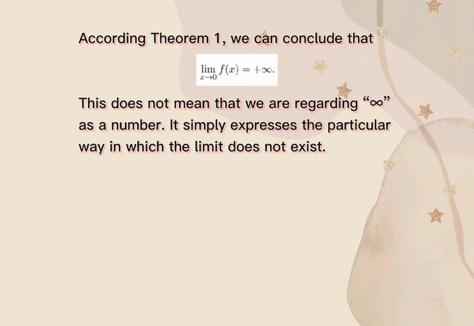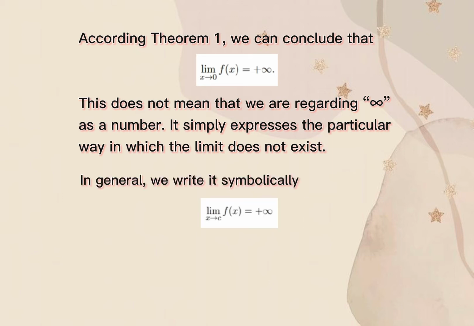According to Theorem 1, we can conclude that limit as x approaches 0 of function of x equals positive infinity. This does not mean that we are regarding infinity as a number. It simply expresses the particular way in which the limit does not exist. In general, we write it symbolically like this. Let's take a look at the example.